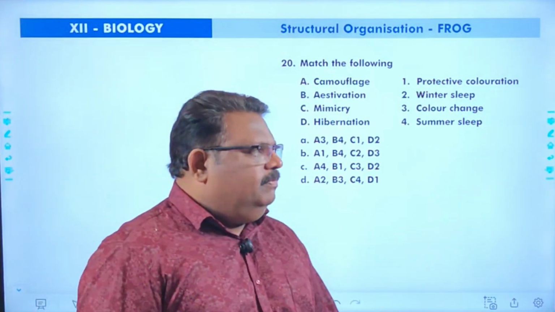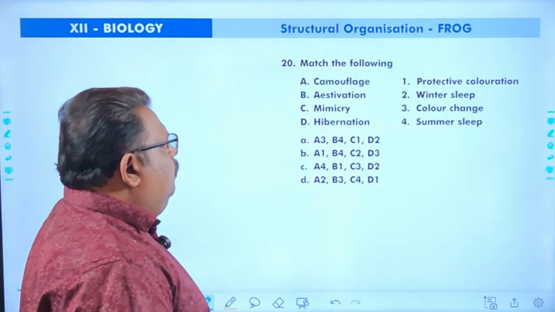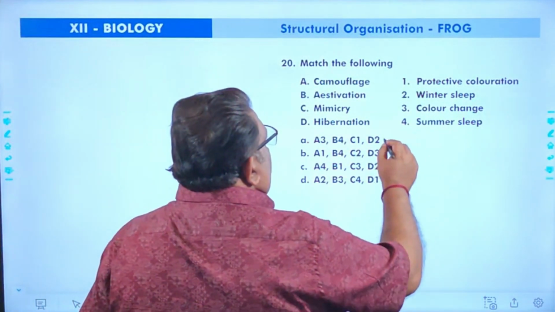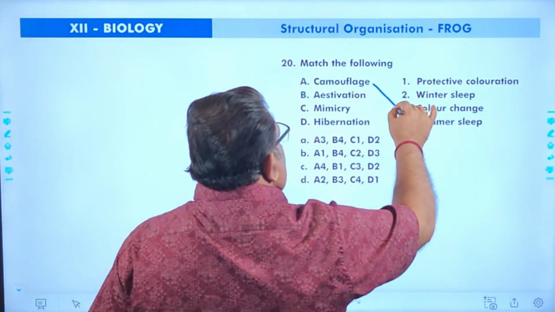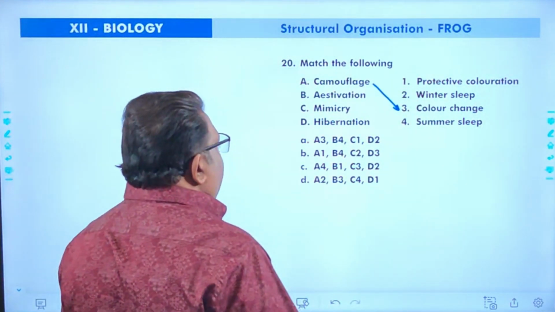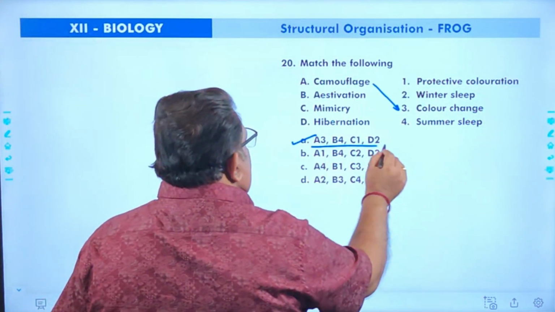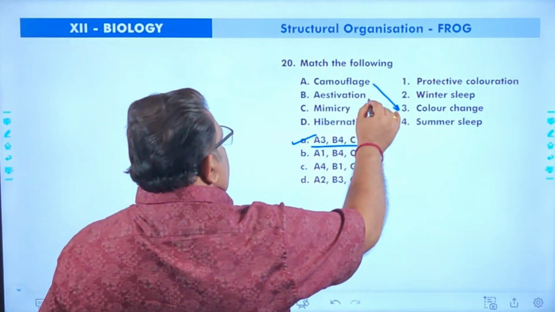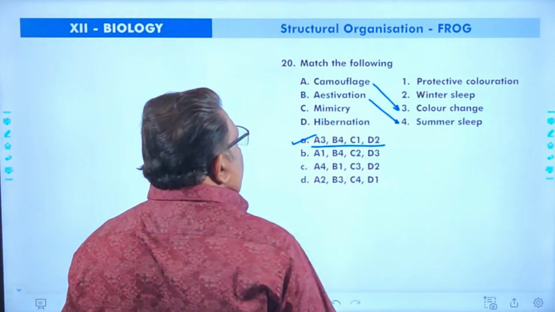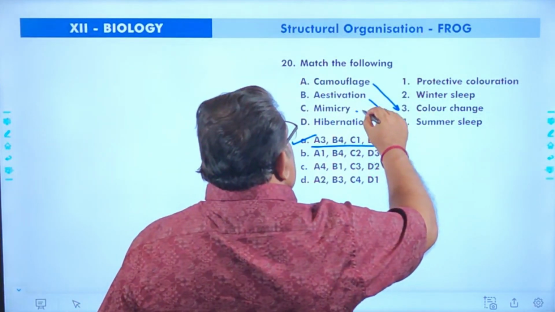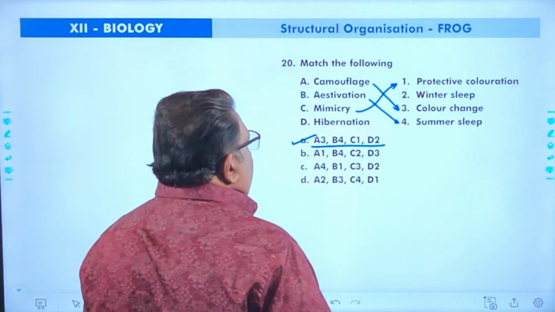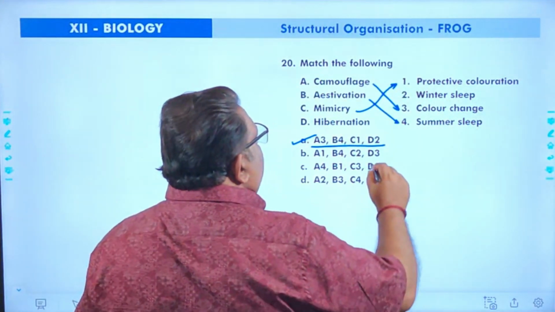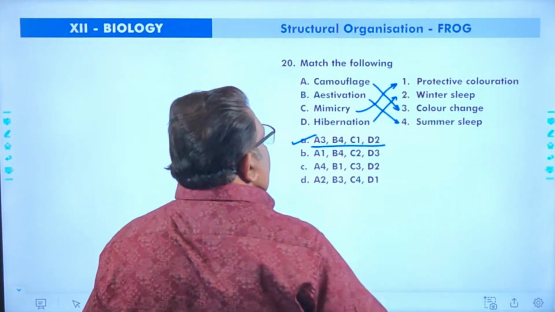Again, a match the following type of question. Camouflage. We already studied that. Camouflage means color change. So A3, you got the answer. Estivation means summer sleep, inactivity during summer. Mimicry means protective coloration. C1 and D2, hibernation means winter sleep.